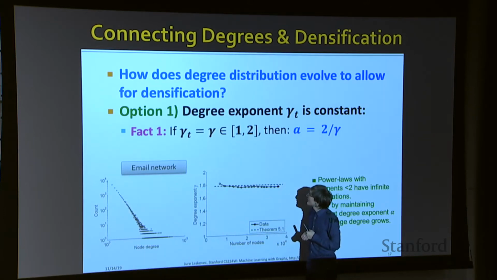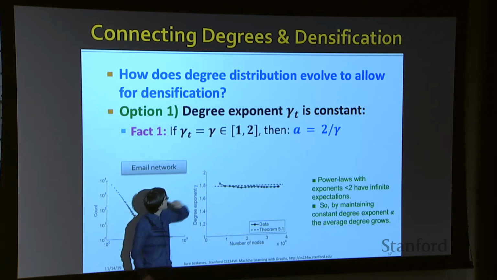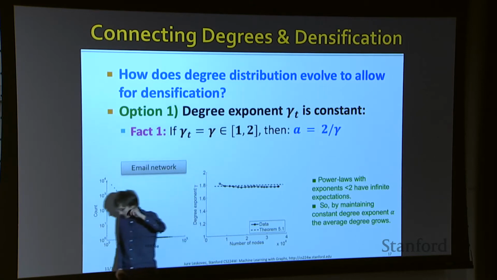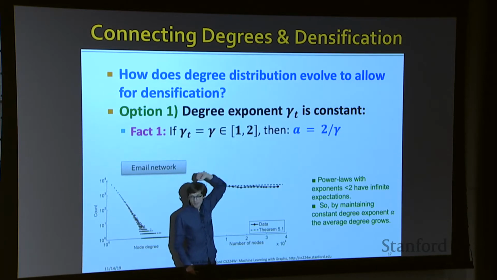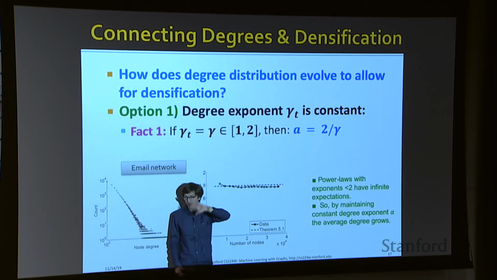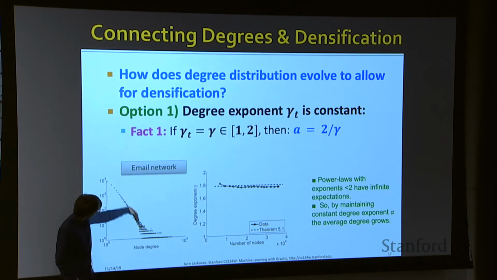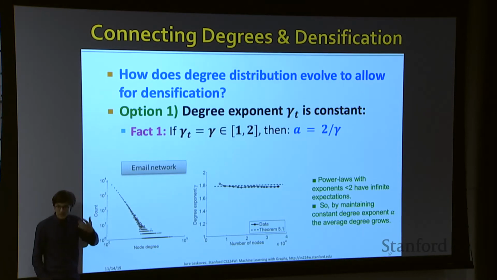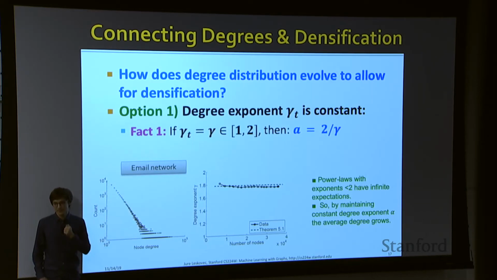I'm sorry, I did not explain this. There are reasons why this is the case, and maybe it's my mistake that I flipped the order of two lectures and I didn't really explain this. But the fact is, and I am happy to point you to the place where this is explained, that for power laws, for these types of distributions that look like straight lines when plotted on logarithmic scales, their expectation will be infinite if the slope of this line is between minus 1 and minus 2.